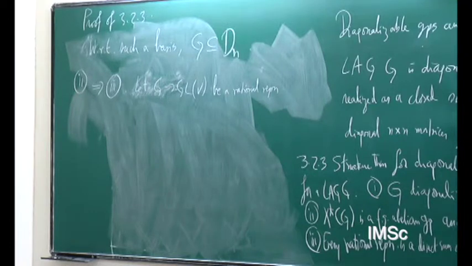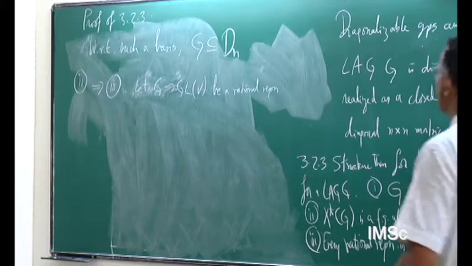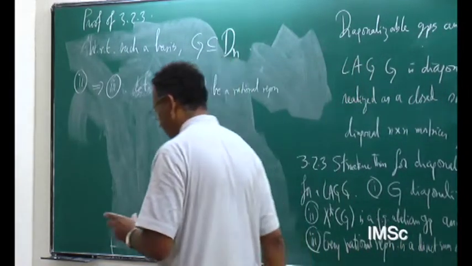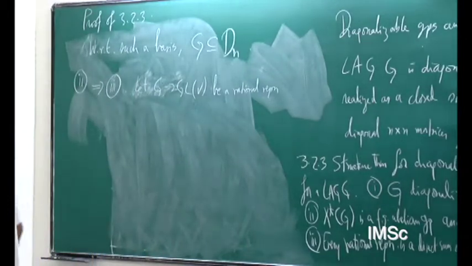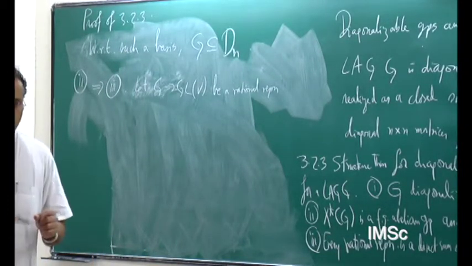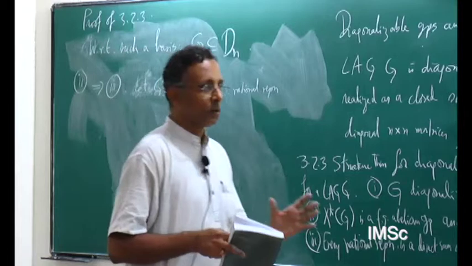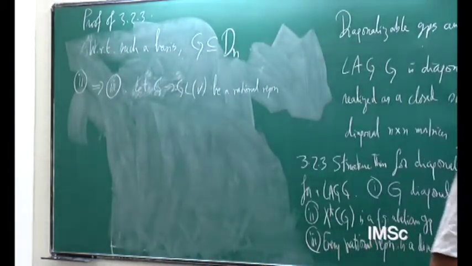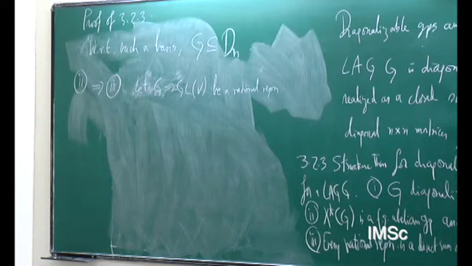G to G. So you are given a rational representation. Our job is to show that it is the direct sum of one-dimensional representations. Okay. So the idea here is, let's think about what we have to show.